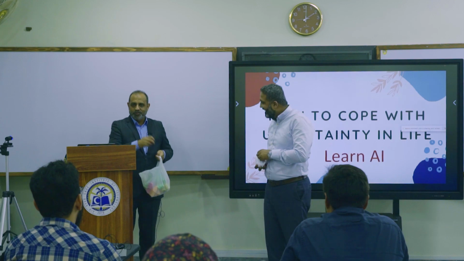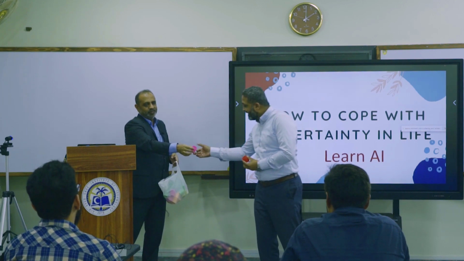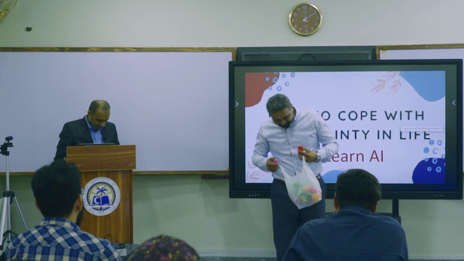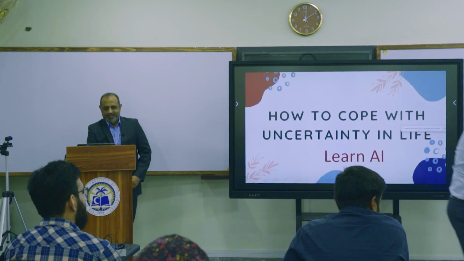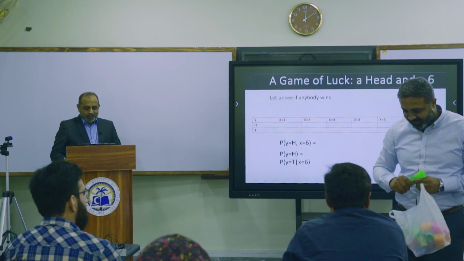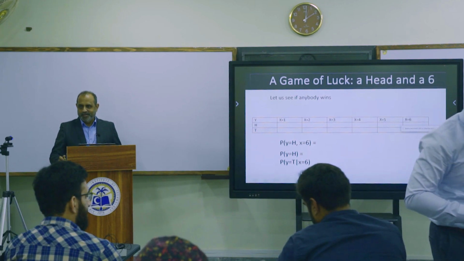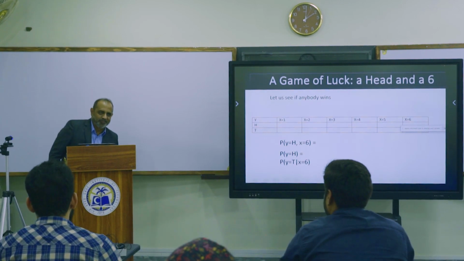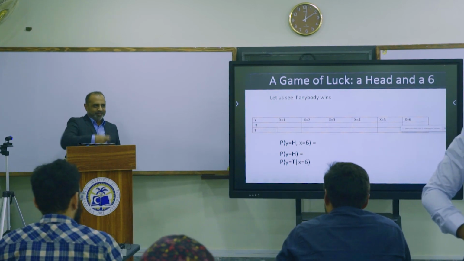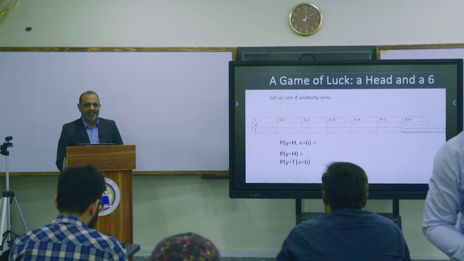Okay, so the dice you roll once, and you throw a coin and see whether you get a head or a tail. Okay? So everybody in the class, let's run this experiment. Let's see what we get. Anybody who gets a head and a six will be the winner. But no cheating. You've got to just roll the dice.